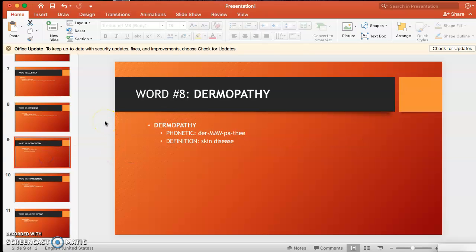Next word here, which means skin disease, is going to be dermopathy. Dermopathy.